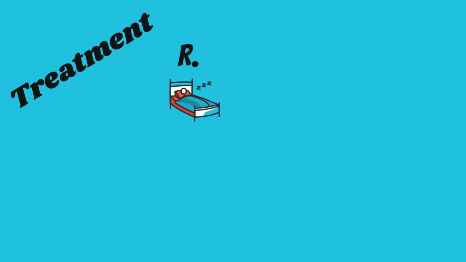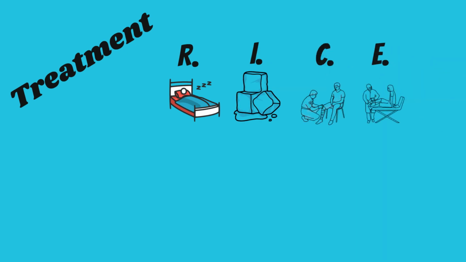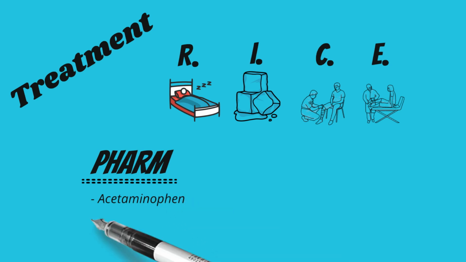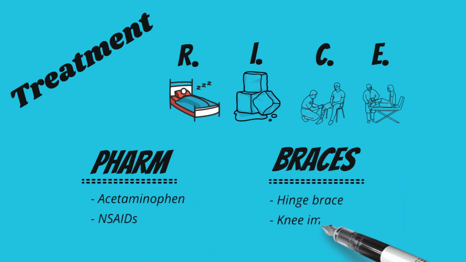Initial treatments include the RICE method, so rest, ice, compress, and elevate, and medications like acetaminophen or NSAIDs for pain control. The patient may also utilize a hinge brace or knee immobilizer initially to reduce weight bearing.